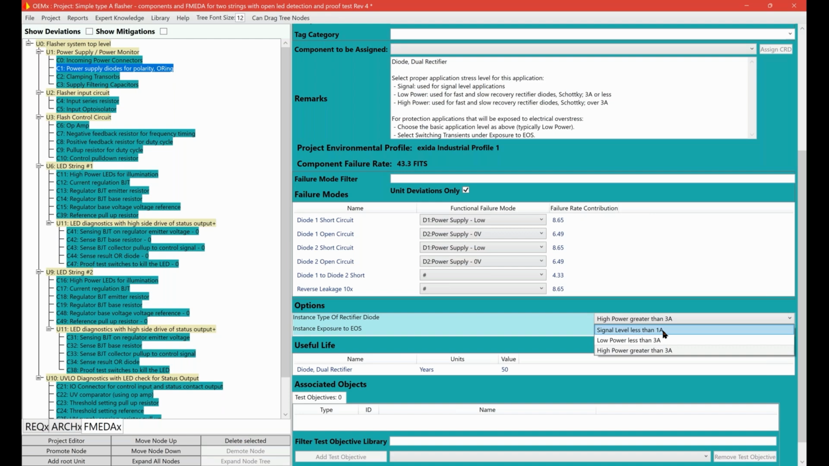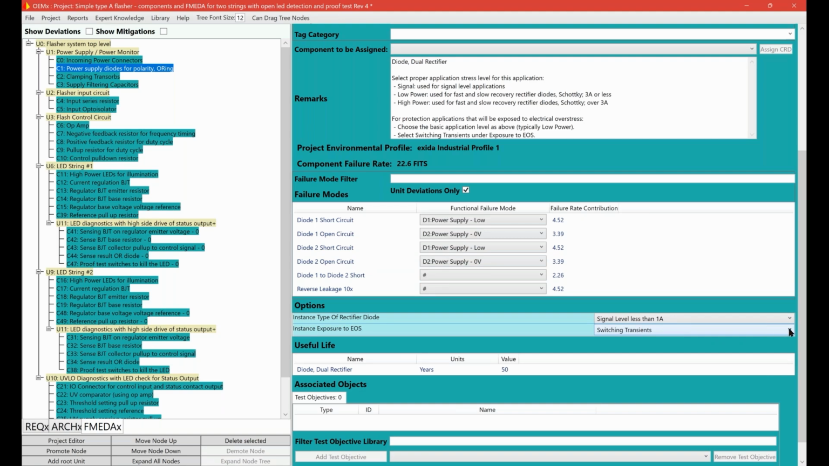If I can design this so it consumes less power, I reduce the ambient temperature and I don't stress the diodes as much, and it dropped to 22.6 FITs. Had no impact on the useful life. It's already 50. Now, switching transients.